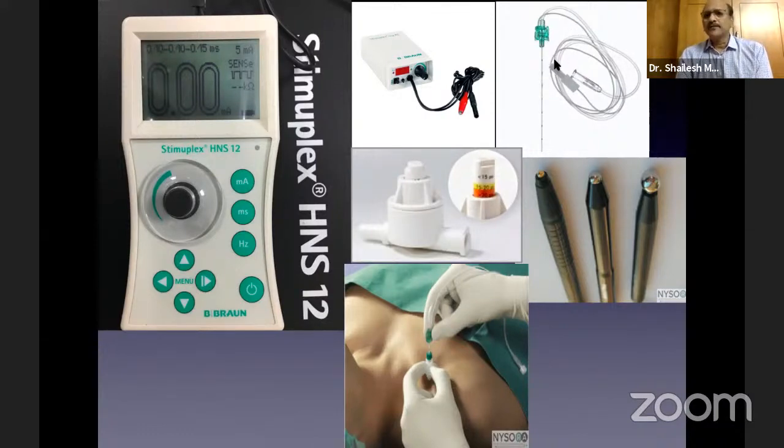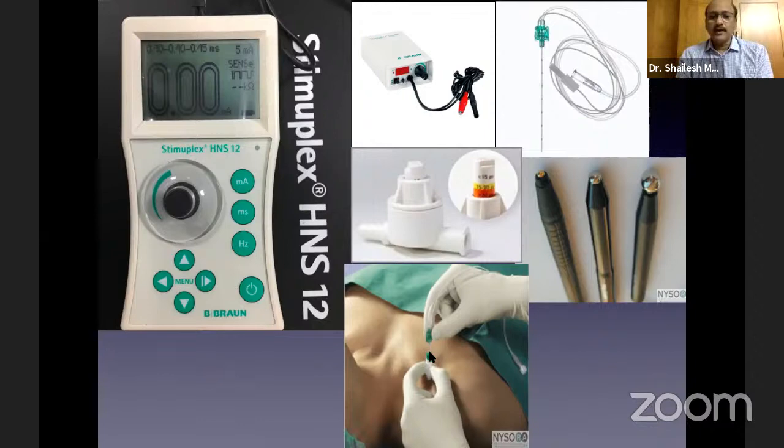Now, there are different types of needles available. There are echogenic needles and insulated needles, where the current is emitted only from the tip of the needle. Then there are nerve locators and nerve mappers. Then this is a pressure regulator: while injecting, if the pressure increases to more than 15 PSI, that means you should never inject. That means you are intraneural.